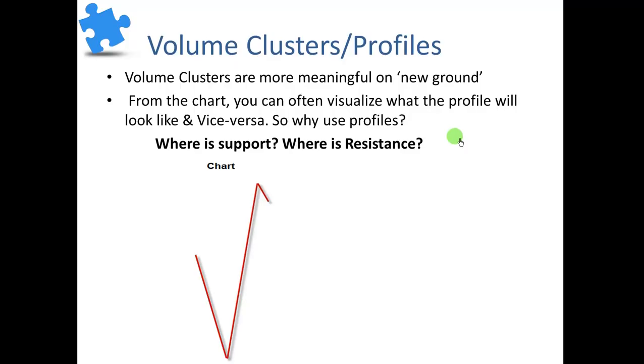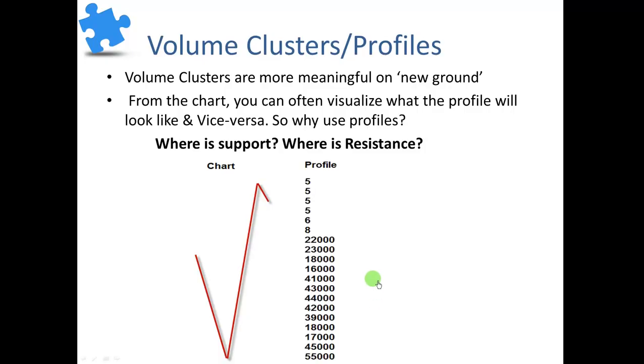Now if we look at a chart, we can take an opinion on support and resistance in terms of where price went. So at the bottom here would be support, at the top here would be resistance. Now if we look at the profile, we get a slightly different view. At the bottom here, we can see we have signs of absorption at the bottom of the profile because of this higher volume area. And so the volume profile agrees with the chart.